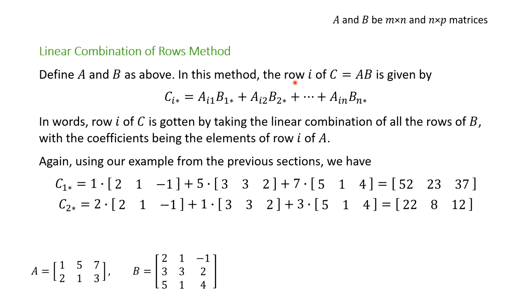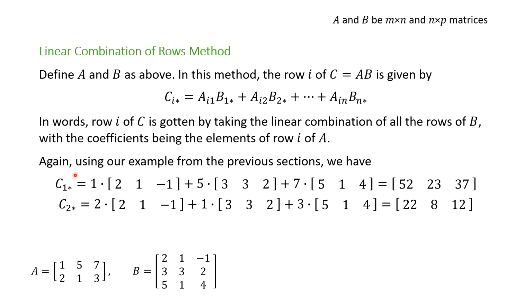In this method, row I of C, the product of A and B, is given by this formula here. So row I of C is gotten by taking a linear combination of all rows of B, so row 1, row 2, up to row n, with the coefficients being the elements of row I of A. So this is AI1, AI2, all the way up to AIN.